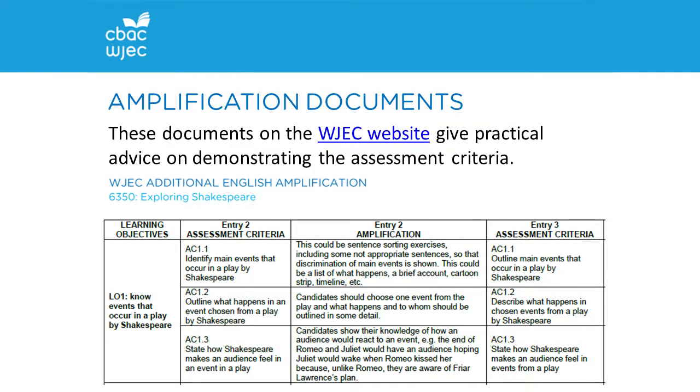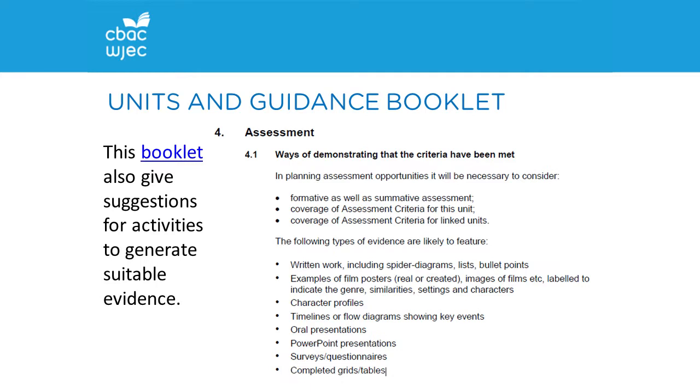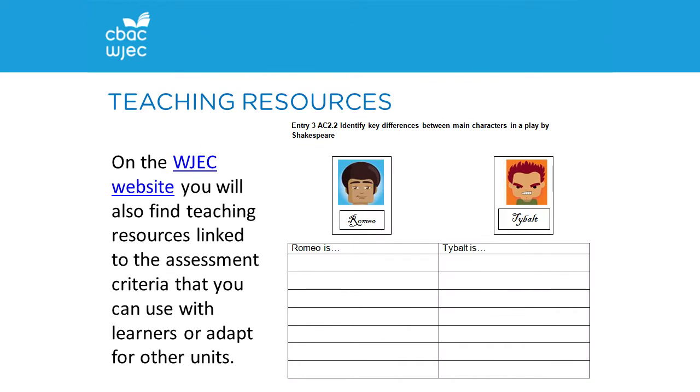To support centres in evidencing the required assessment criteria, you will find an amplification document for each of the units on the WJEC website. These give practical advice on the kinds of evidence that would be acceptable for submission. In addition, further guidance is provided in the Units and Guidance booklet that may be helpful for centres in planning their delivery of the units within the wider English curriculum. WJEC have also produced a range of teaching and learning resources for centre use, or to act as a model for centres' own development of resources suited to their learners' needs.